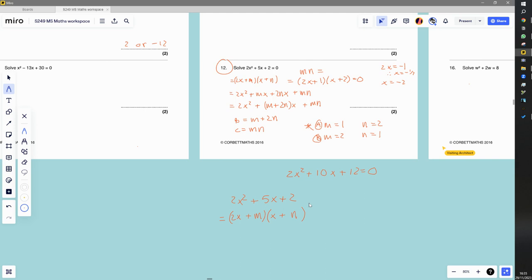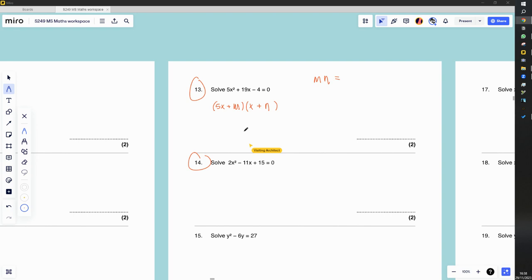Meanwhile, x equals negative 2, just because we take away, that one was just like before. So those are the answers. We've got minus a half, and we've got minus 2. So I'll just pause the video there, and we'll have a go at another one.